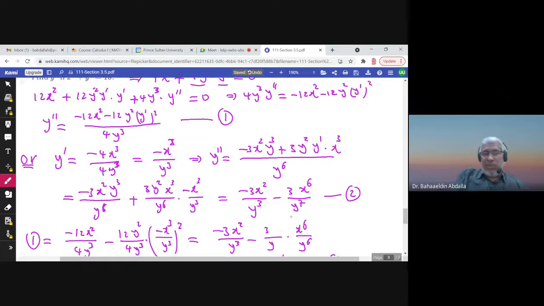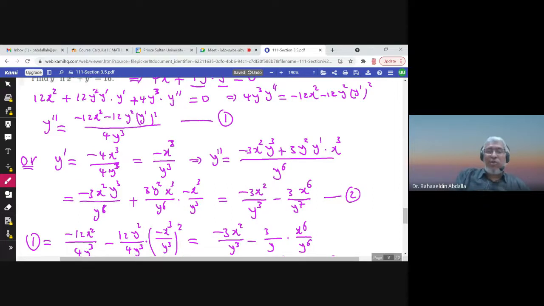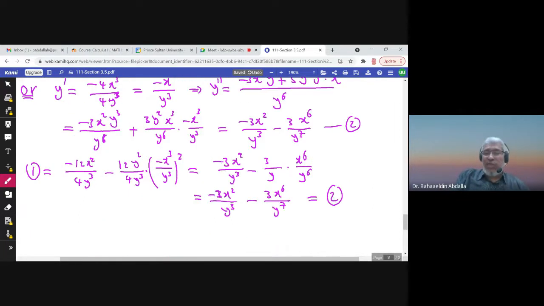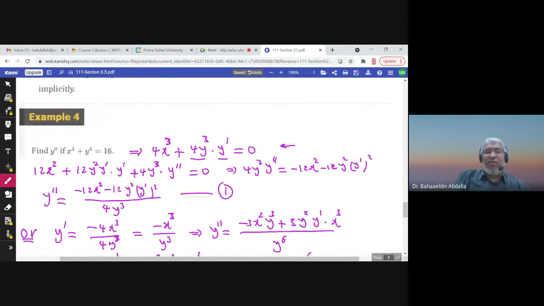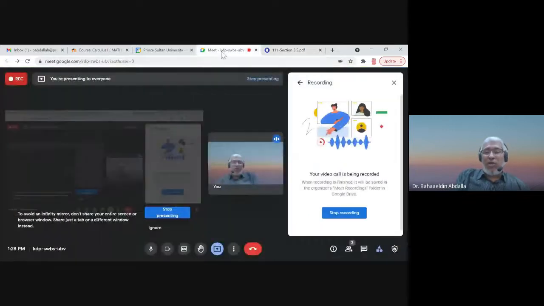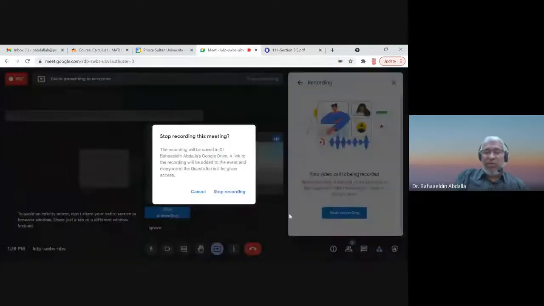And so you can see that using either of the two methods, you will get the same answer. This is the end of this section. Hopefully you enjoyed implicit differentiation.